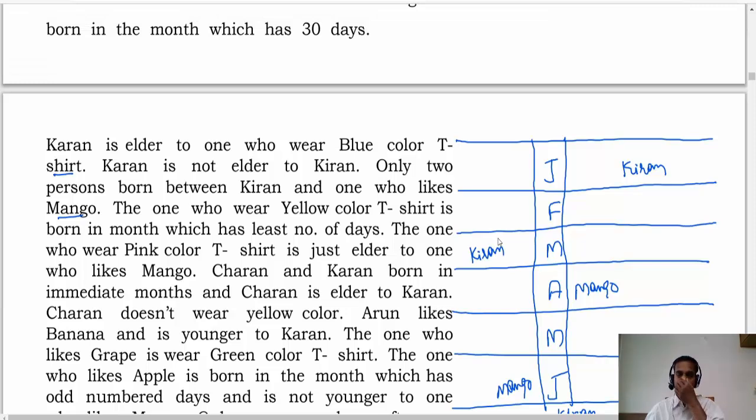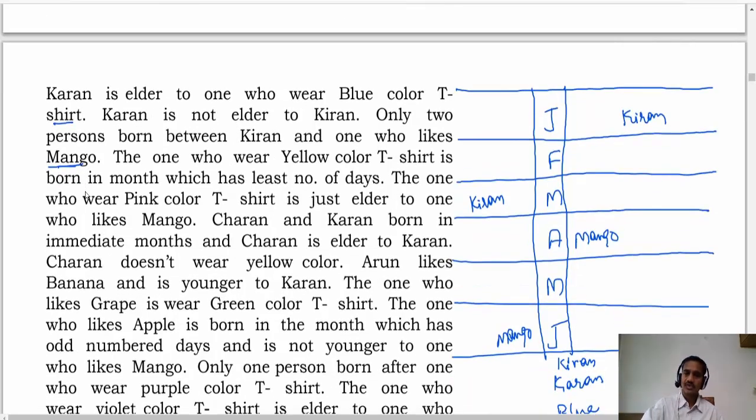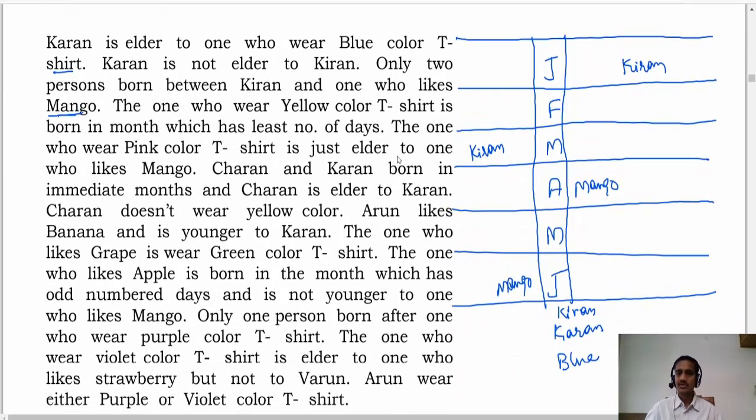And only 2 persons between Kiran and the one who likes mango. Assuming Kiran is here, Karan must come after Kiran, and blue must come after as well, isn't it? Karan and blue must be in this part.